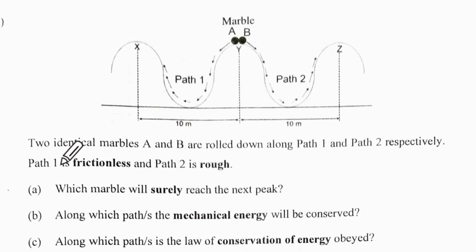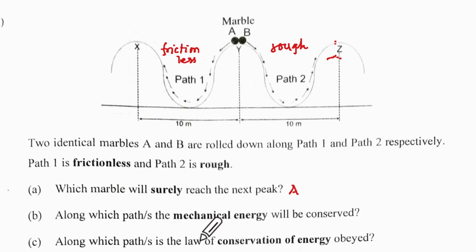We come to the second subpart. Two identical marbles A and B, you can see them here, are rolled down from path 1, that is this, and path 2, this. Path 1 is frictionless and path 2 is rough. Which marble will surely reach the next peak? Now remember, when it is rough, part of the energy is going to get converted from potential energy into kinetic energy, but part of the energy is going to get utilized in overcoming the friction, which means this will reach the next peak, maybe not so exactly here. But here, because it is frictionless, there is no loss of energy, and so potential energy into kinetic energy into potential energy. So the marble that will surely reach the next peak is A.